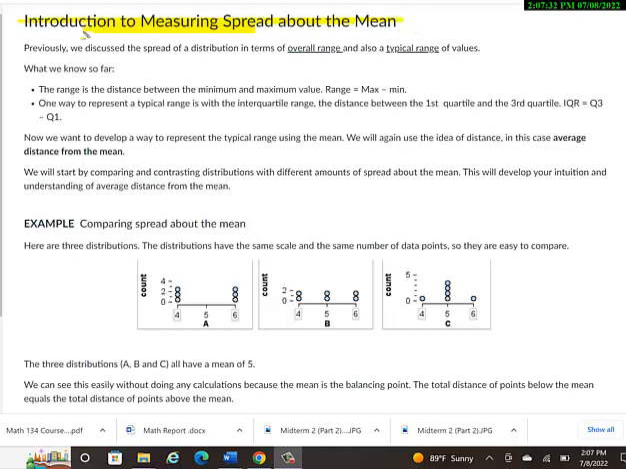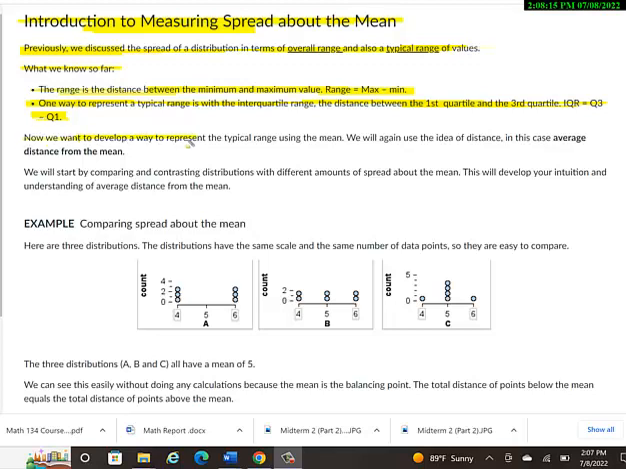In the previous module, we talked a lot about median and quartiles. Previously we discussed the spread of a distribution in terms of overall range and also a typical range of values. What we know so far is, one, the range is the distance between the minimum and the maximum values. So it's just what's the lowest value and what's the highest value? How far apart are the lowest and the highest? The other is, one way to represent a typical range is with the interquartile range. The distance between the first quartile and the third quartile is the interquartile range, and they even write the little formula. I don't know if I would call it a formula because formulas sound scary and complicated, but it's just the value of Q3 minus the value of Q1.